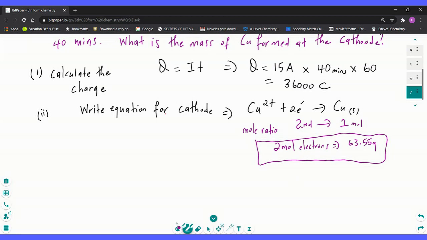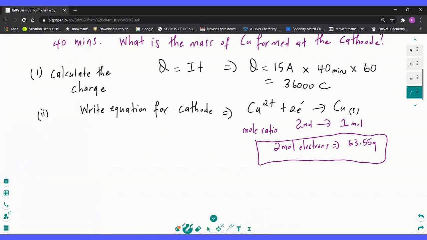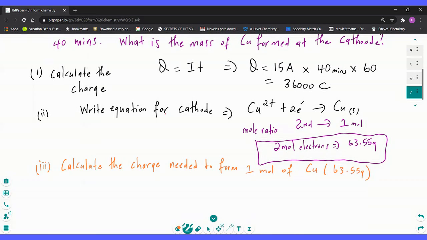The next thing we need to know is how many coulombs, what charge, do we need. Let me put that as my 3rd step. Step number 3, calculate the charge required to form the 1 mole of our copper. And we know 1 mole of our copper weighs 63.55 grams.